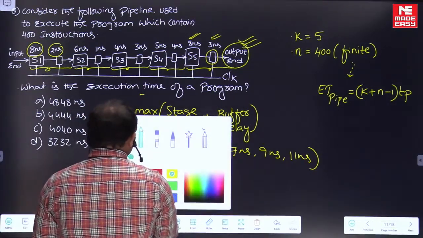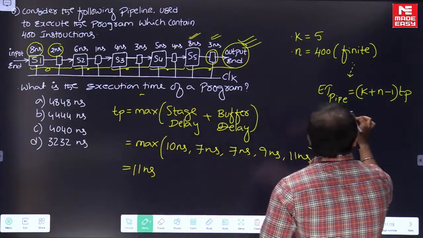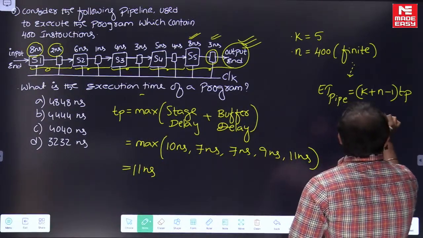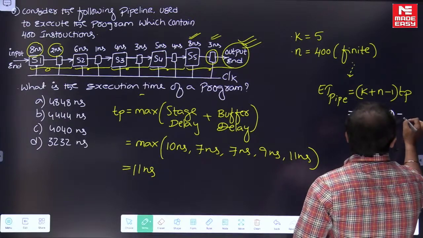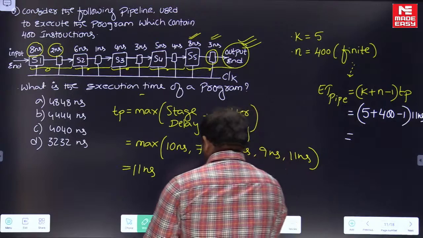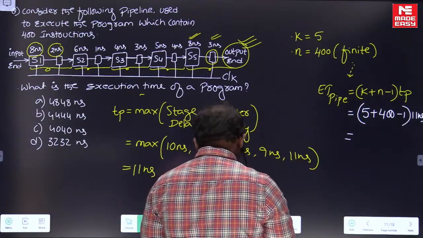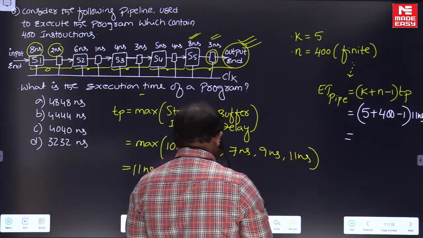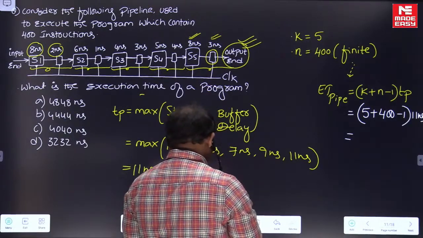Substitute that 11 in this formula. K is 5, N is 400, minus 1, into 11 nanoseconds. Compute this: 5 plus 400 minus 1, into 11.